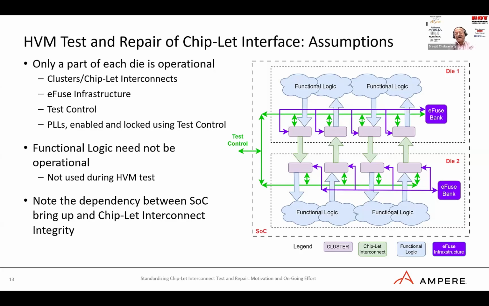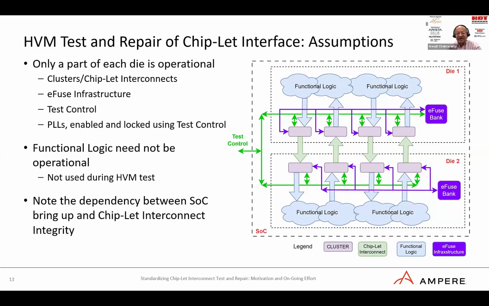So what needs to be functional at that? When I say functional, it needs to have power. Only these clusters are powered up, and then the test control is powered up, and then the eFuse bank and its associated infrastructure is powered up, and some PLLs are running, or we have the means to control the PLLs using the test control. That is all that is working. Everything else is non-functional. We don't even know if the rest of the die is working or not.